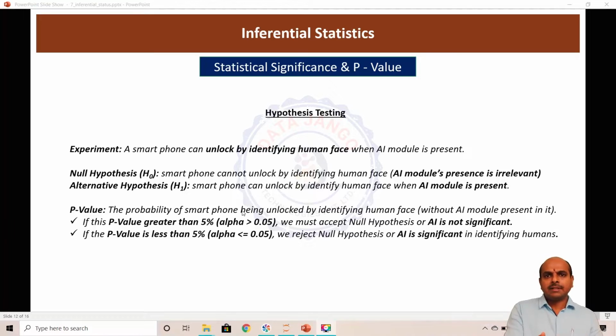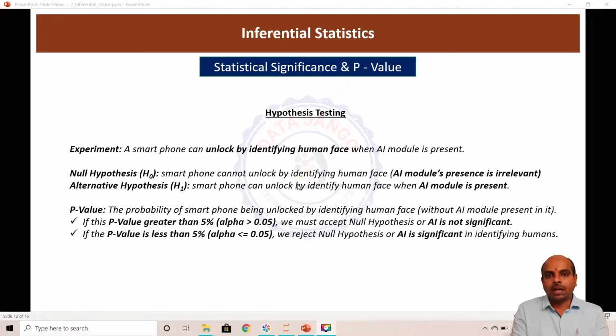Here the probability is when null hypothesis is true, whatever the observed result, how many times it is happening, that's the p-value. What is the observed result here? The phone unlocking itself by identifying the human's face. That's the observed result. That cannot happen when AI module is not present. So if somebody says, or the null hypothesis says that AI module is not significant, then we need to do that experiment. When the AI modules are not present, we need to bring 100 phones and try to show their owners' faces and see how many times it is opening up.